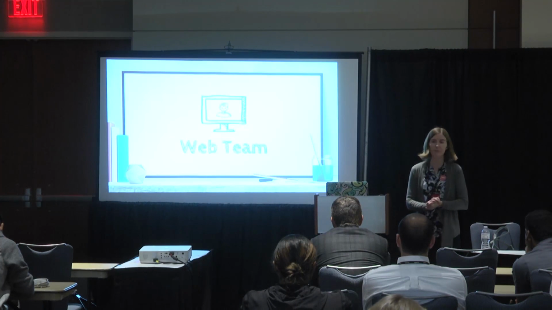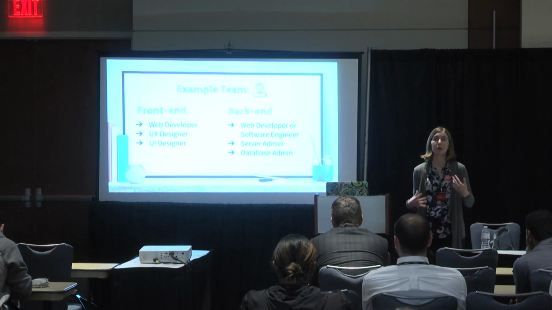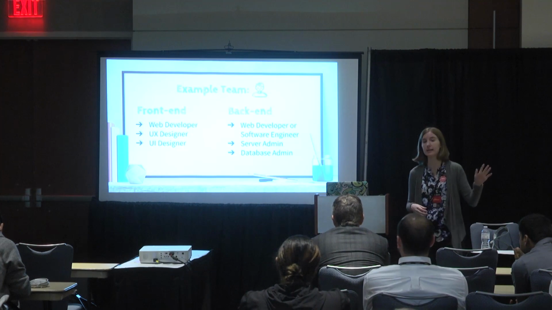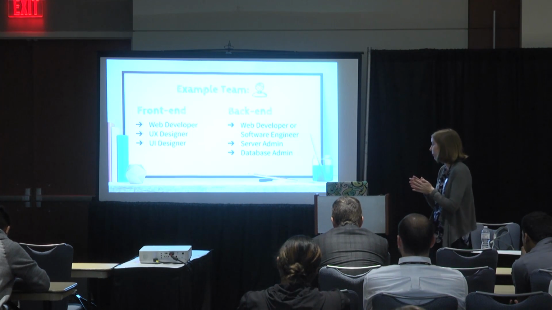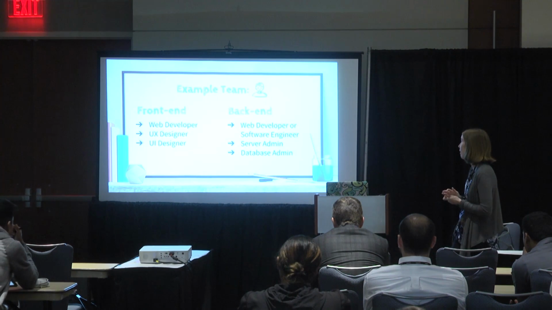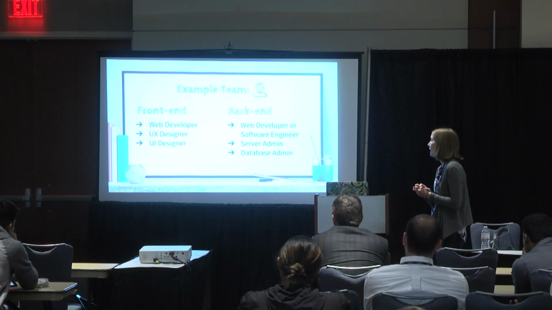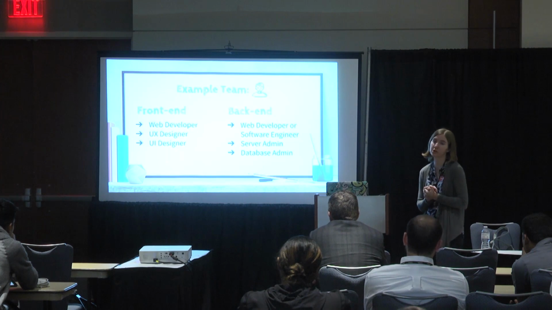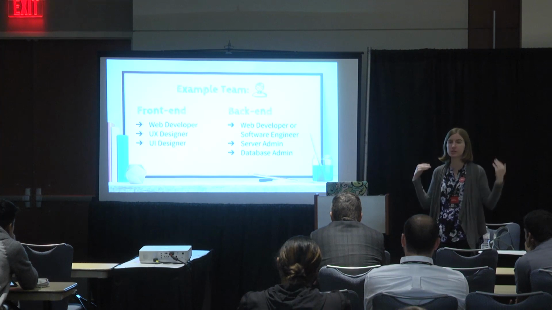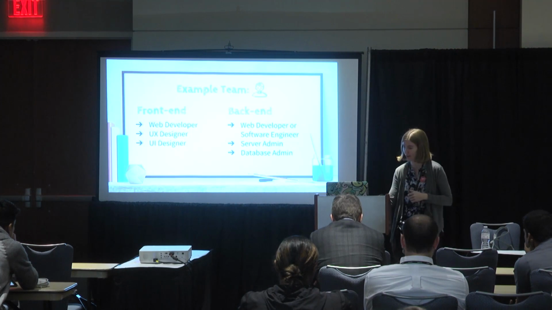So your web team, ideally, a business would have all these members on the web team. They might be larger or smaller depending on the size of the company. But on our front end, our client side, we have our web developer, our UX and UI designer, and so they're working as a front-end team to make that happen. On the back end, we have our web developer, software engineer, server admin, database admin. You might also hear the term full stack. So a full stack engineer has both front-end and back-end skills. So that's a wonderful thing because they're going to be able to accomplish a lot.